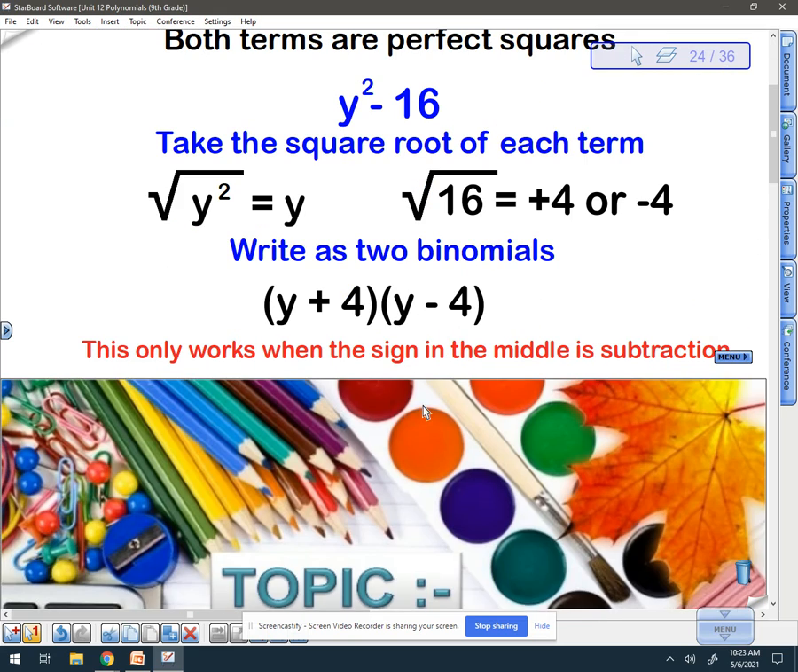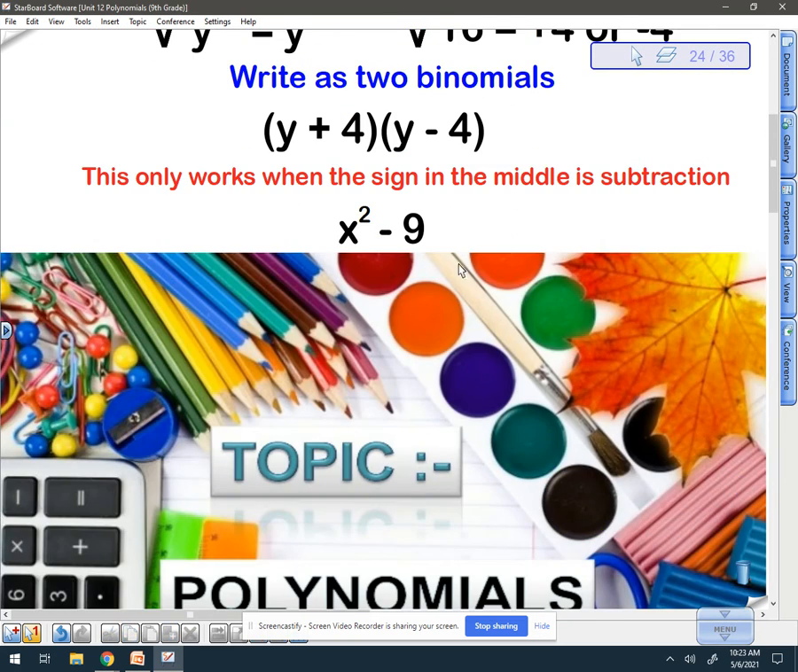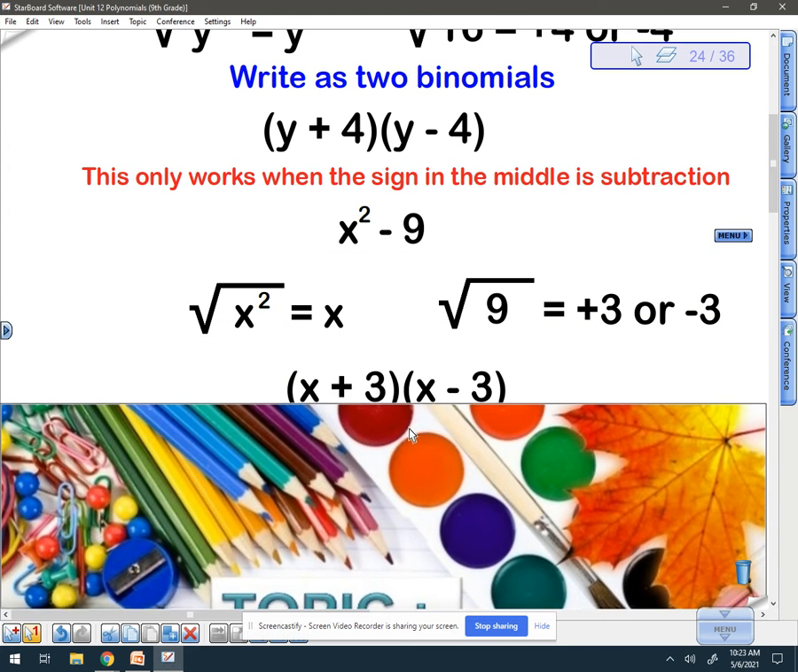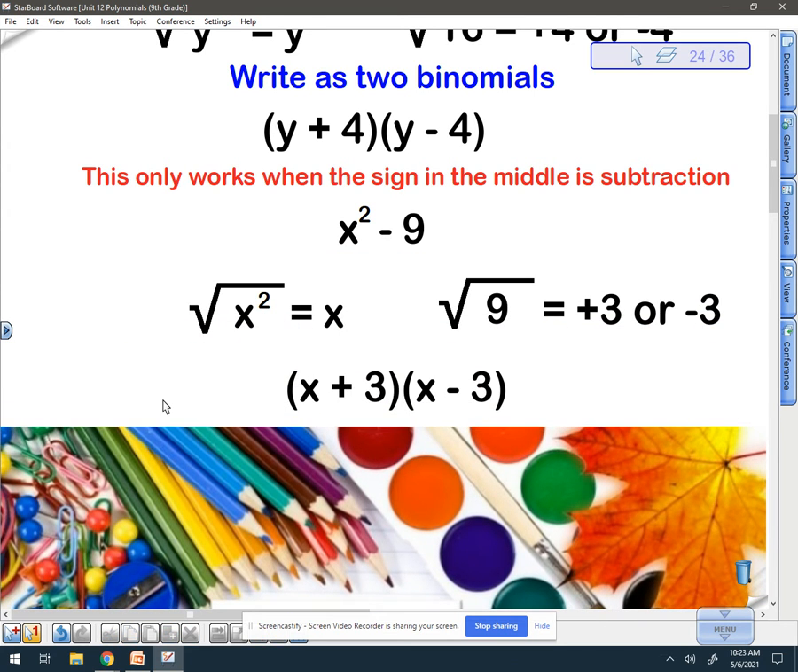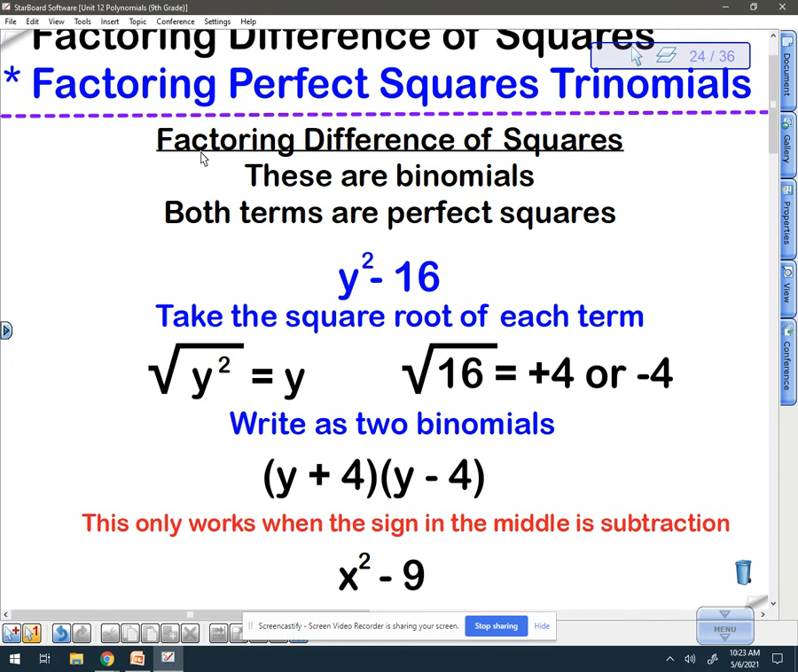So let's look at another one. X squared minus 9. So you would just look at it and say, what's the square root of x squared? X. Use your plus and minus inside your parentheses. What's the square root of 9? 3. So x plus 3, x minus 3. All right, so this one's pretty simple. It's all you got to do. Remember, this is called factoring the difference of squares, and it's called that because you're finding the difference, because it's a subtraction problem, of squares of the square root of each of those.